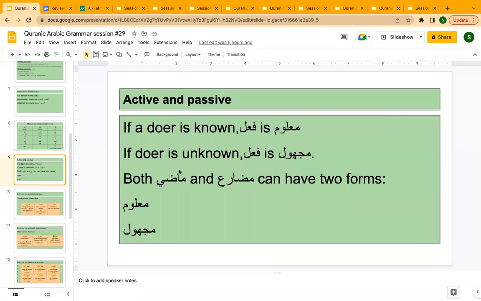So both your madi and mudare can have two forms, which are malum and majhool. What will be the English for malum? Known, or the active, right? You can call it active, and majhul will be passive, okay? Because most people have learned tenses in the form of active and passive, right? So unknown or passive is majhul, and known and active is ma'lum. Okay, keep that in mind, inshallah.